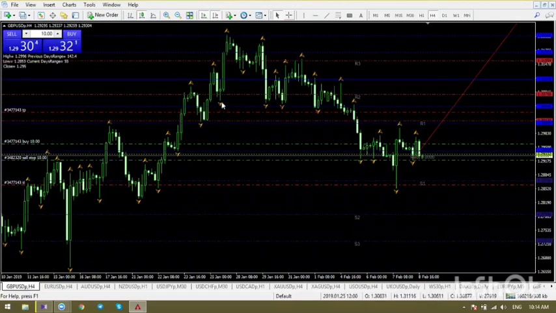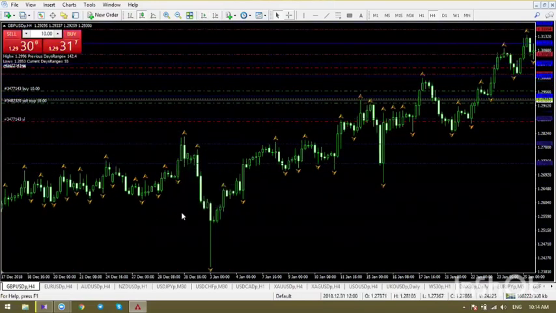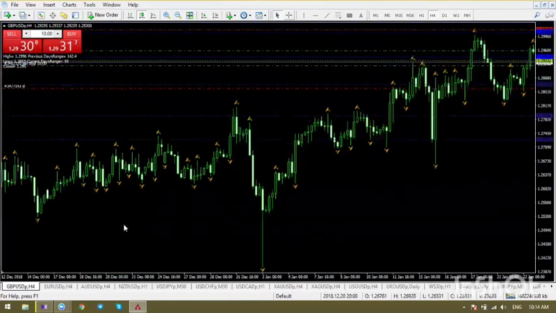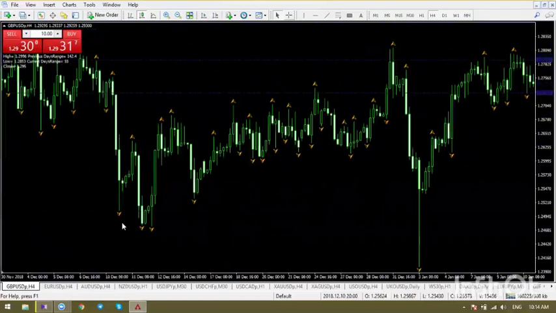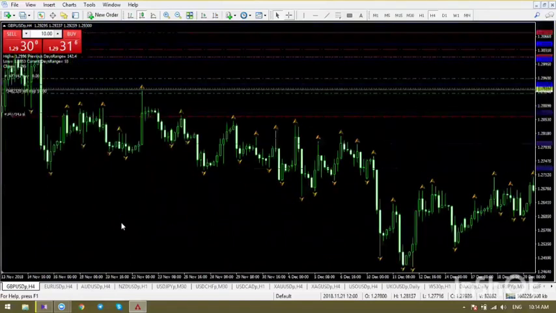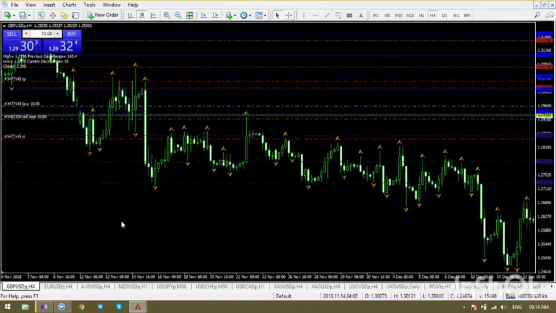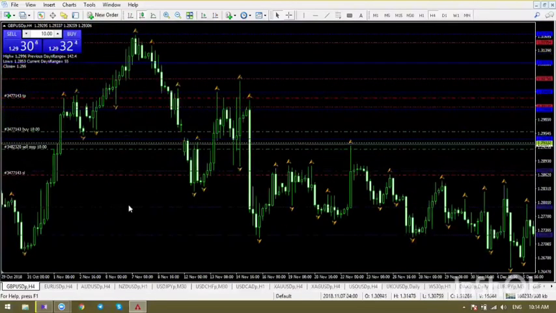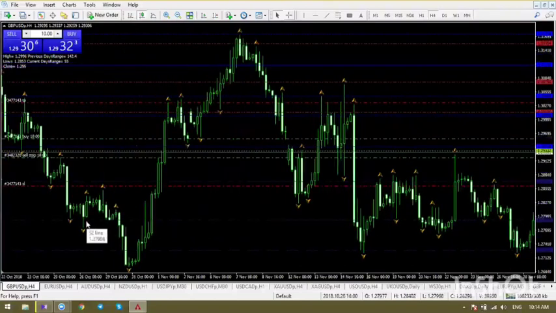So let me find an example. For example, this. Yes, it's like a cross. And the line in the middle is either a little bit to the top or close to the bottom.